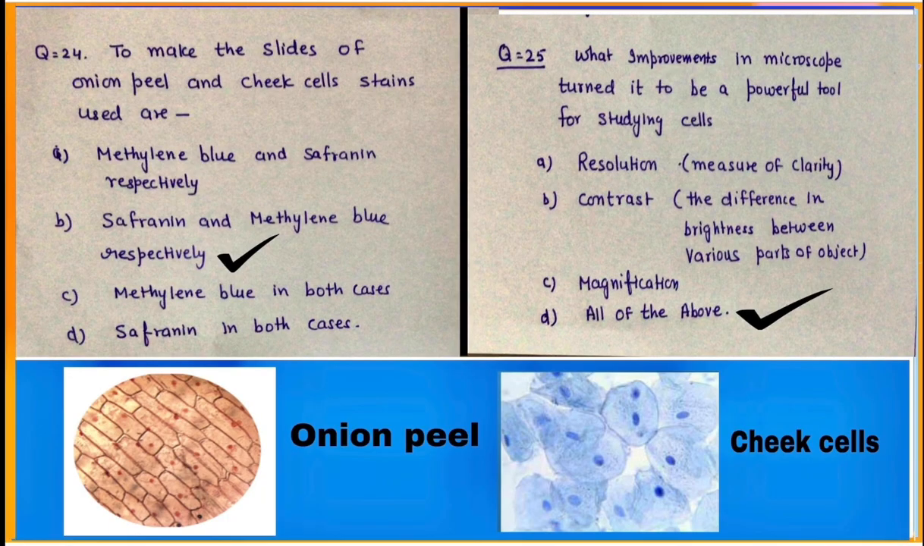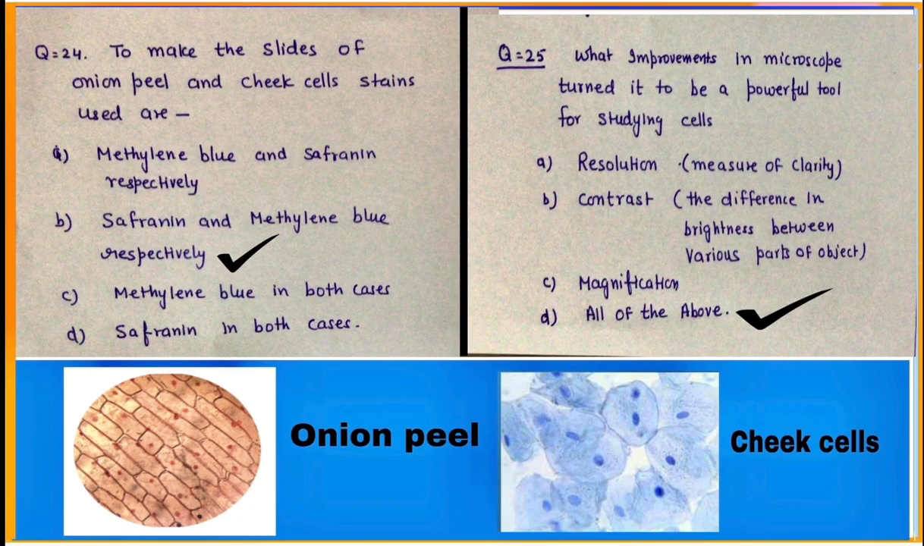Question number 24. To make the slides of onion peel and cheek cells, stains used are safranin for onion peel and methylene blue for cheek cells. These stains are used for making the slides of onion peel and cheek cells. So correct choice is B.